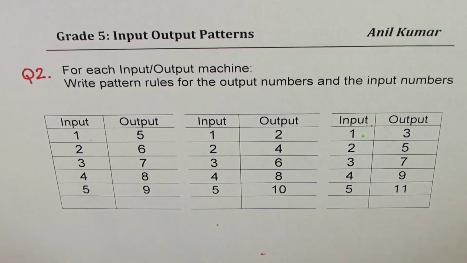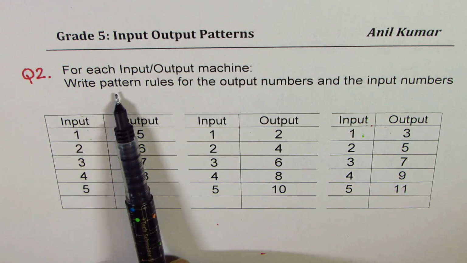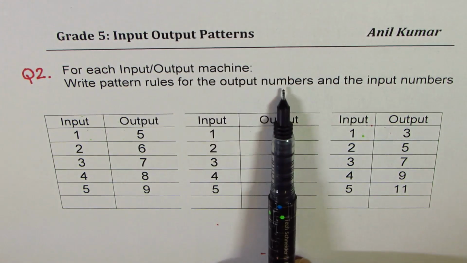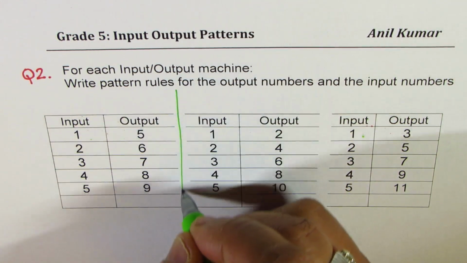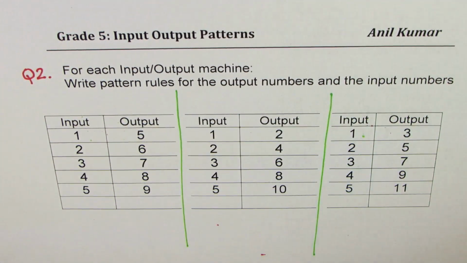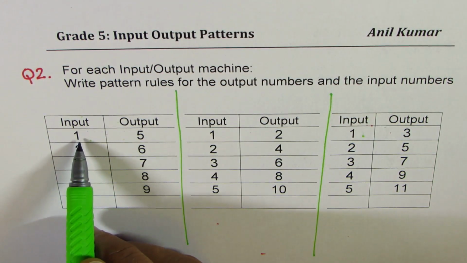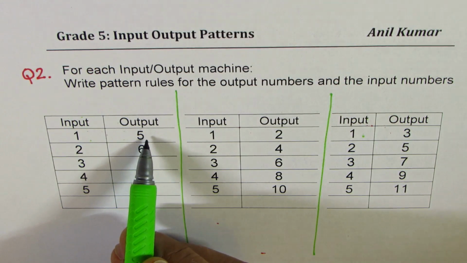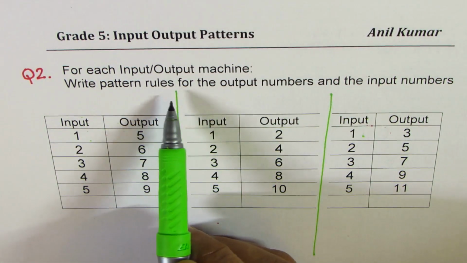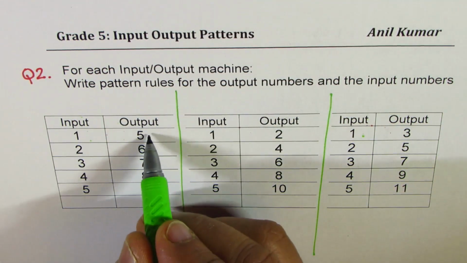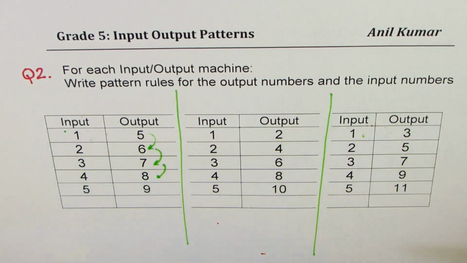Correct. Here is question number 2 for you. The question is, for each input-output machine, write pattern rules for the output numbers and the input numbers, right? So think that these are your 3 different input-output machines, okay? You have to write how we are converting these inputs to outputs, right? As far as the pattern rules are concerned, also write the rules for output numbers, that is, how is the output changing, and the input numbers, how is input changing.